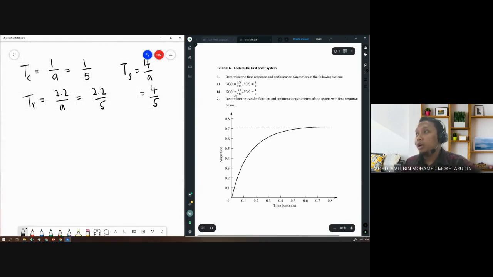So question B, I hope you can try it by yourself. It's similar. In question A you have 200, but in question B you have 20.